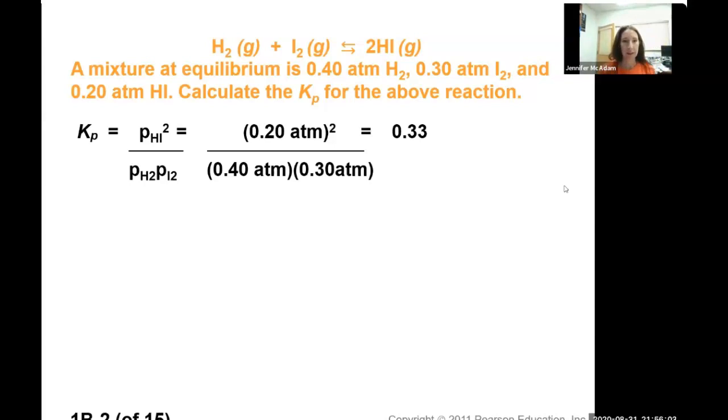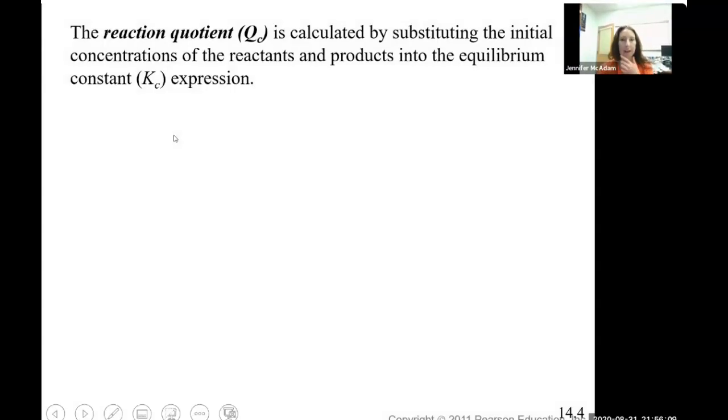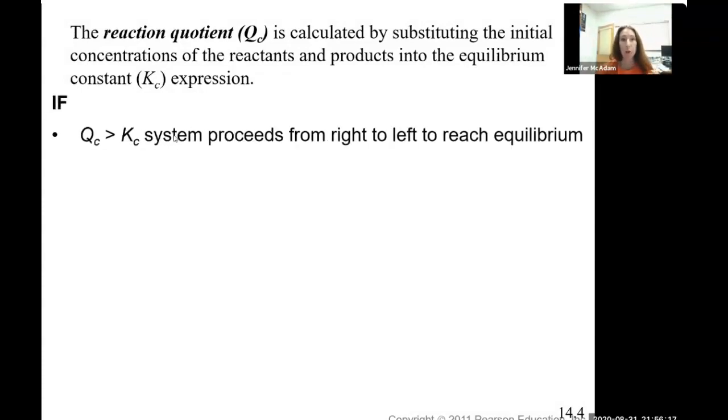Okay, now let's take a little foray into Q's and K's for a second. So remember Q. You have to calculate Q to see which way the reaction's going. If Q is greater than K, right, then it's going to go backwards. So I always think of it like a pendulum. I don't know if that helps. And that's where we want to be. This is when Q equals K.